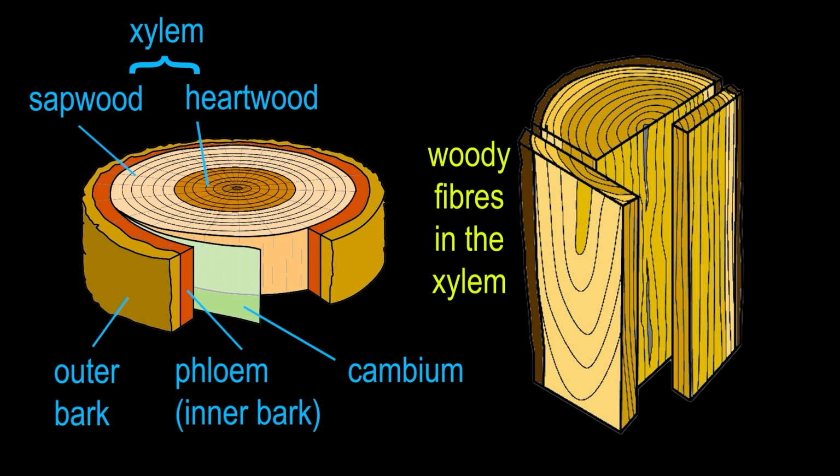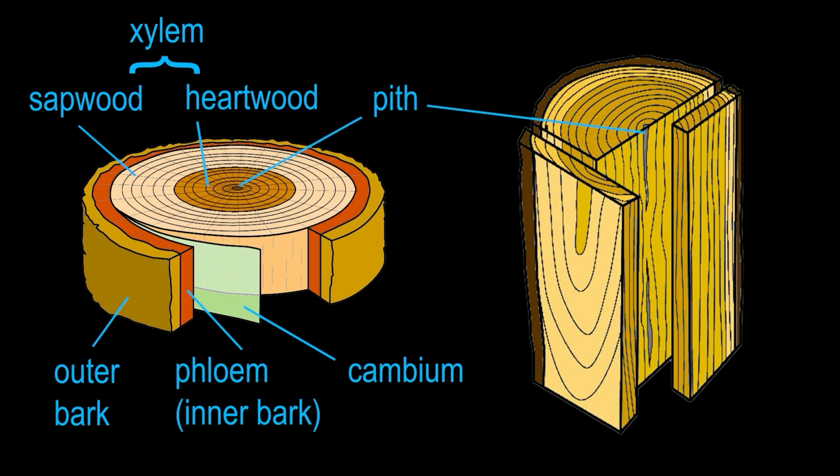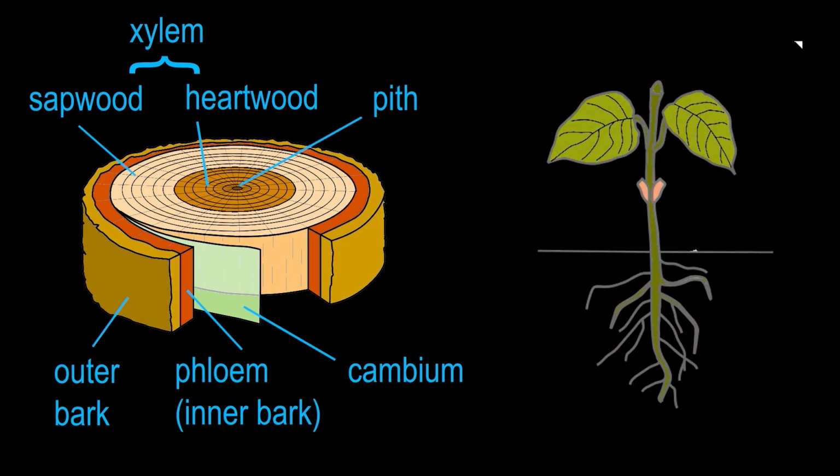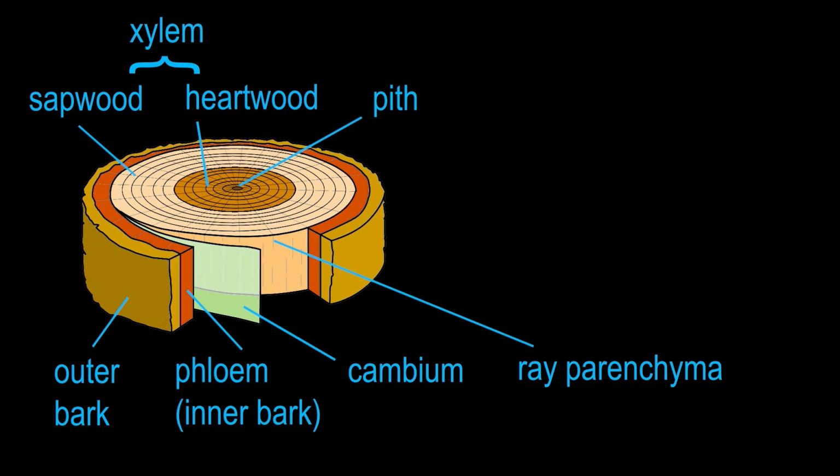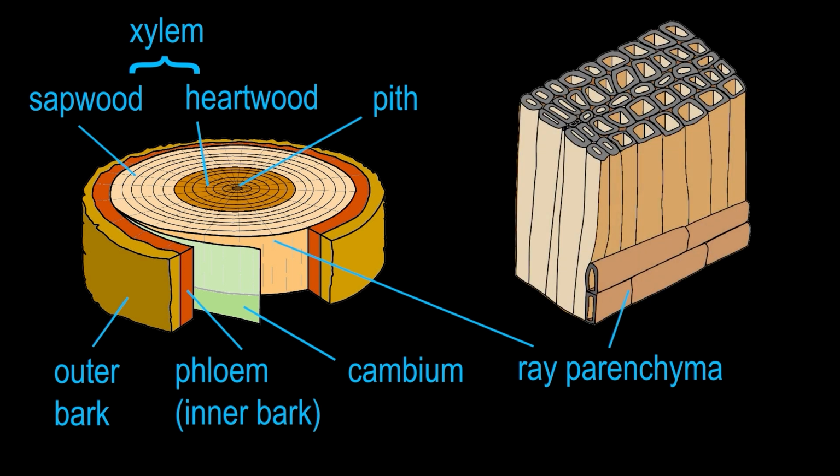The woody fibres that make up the xylem are what gives a tree its strength, and are the part of the stem that's processed in a sawmill to produce timber. In the centre is a small soft core called the pith. This is the original conducting tissue from the stem's early stages of growth, before it starts to develop wood fibres. Finally, the ray parenchyma cells run outwards from the pith towards the bark. Their purpose is to transport and store food supplies in the growing tree.